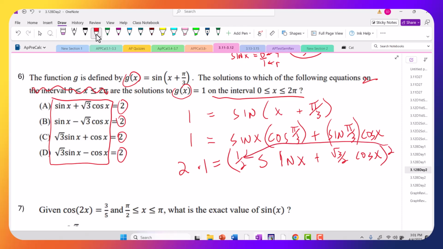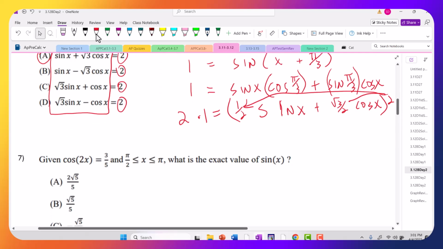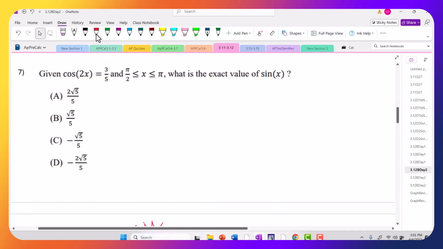2 times a half is 1. 2 times root 3 over 2 is root 3. Hey, that looks like this one. Letter A. Okay, weird. I don't know about the solutions. You didn't really find any solutions. Kind of a weirdly worded question.